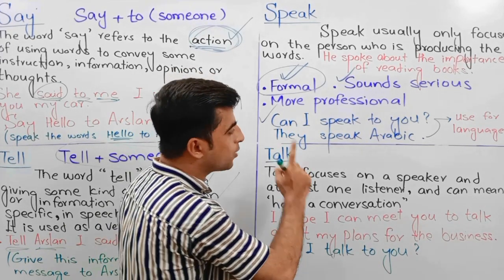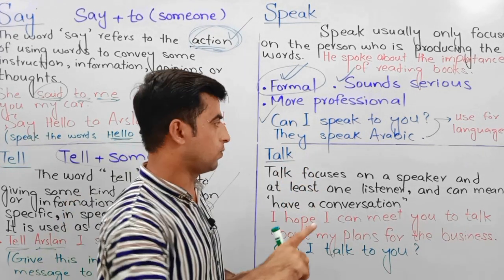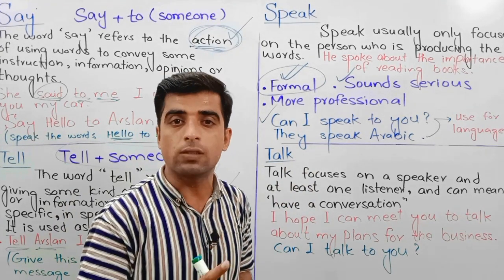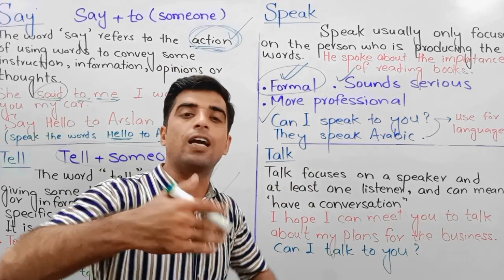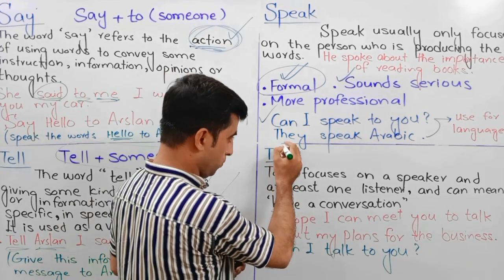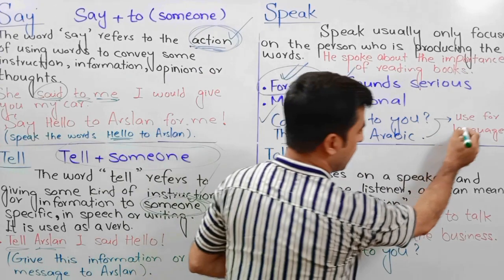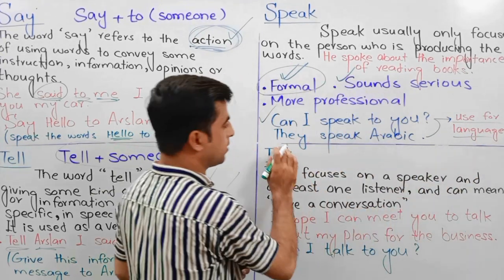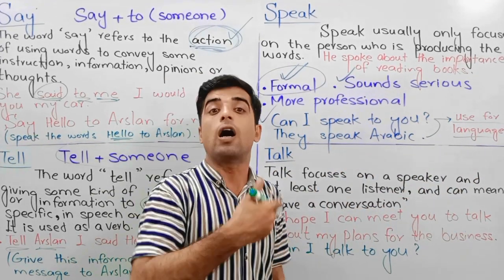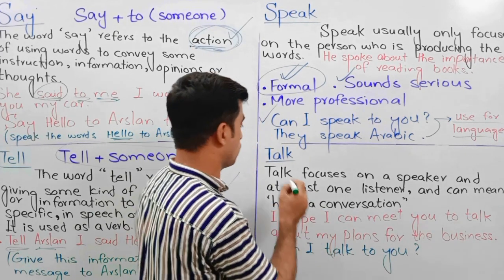Speak is also used for languages. For example, how many languages can you speak? They speak Arabic. Used for languages. You wouldn't say they talk Arabic or they talk English. That is not correct.